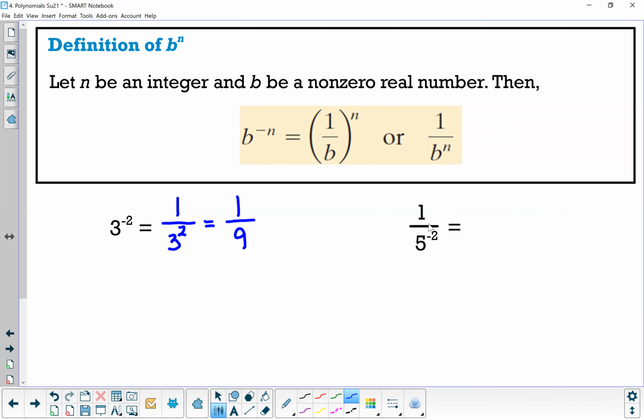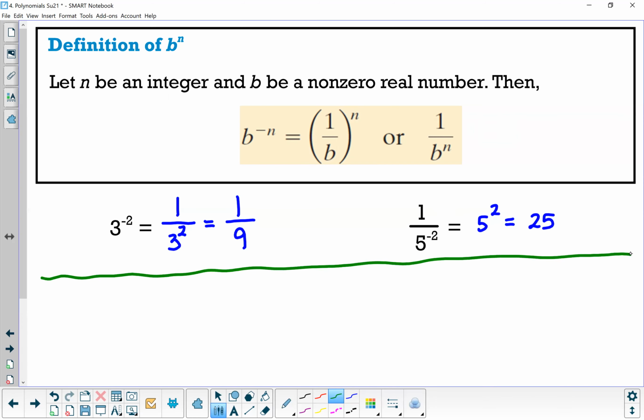Conversely, 1 over 5 to the -2. When I reciprocate the 5 to the -2 in the denominator, that's going to equal 5 squared, which I can simplify to be 25. Okay, so let's just take a look at a rough proof of why this is the case.